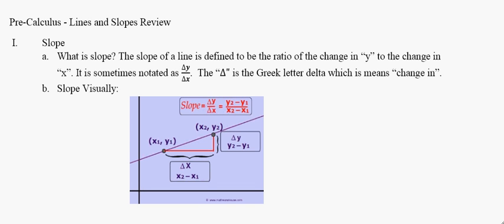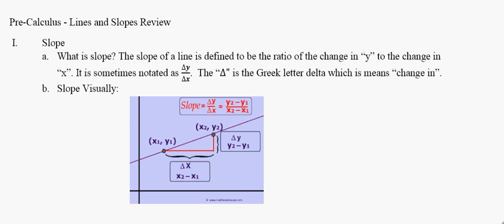Okay, today we're going to talk about slope. Slope is a topic you should be very familiar with from Algebra 1, Algebra 2, and from geometry. The slope of a line is a number assigned to that line. That number determines how steep the line is.